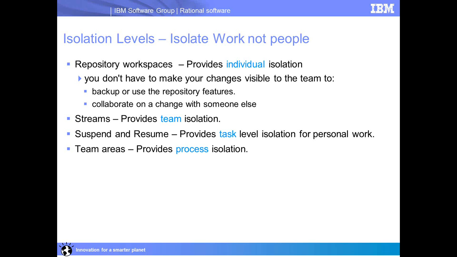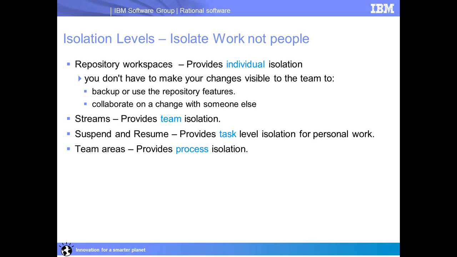Then I fix the defect, I deliver it, and then I resume my work again. So that's an agile practice because it's very important that you respond to changes. You respond to your customers, right? So suspend and resume are again two very important features from the perspective of Agile. And then we have your team areas that we discussed earlier that provides your process isolation, right? My team's process is different from maybe the tracking and planning team's process, maybe different from the build team's process and so on.